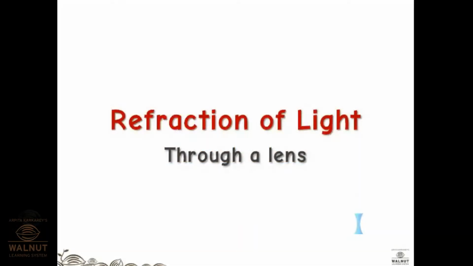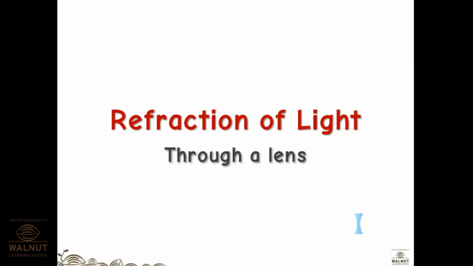Now we are going to see refraction. Previously we have seen the refraction of light through a simple glass slab, right? Nothing spherical was there. It was only a plain simple glass in between the light rays. Now we are going to learn how the light rays will pass through lenses and what exactly happens.